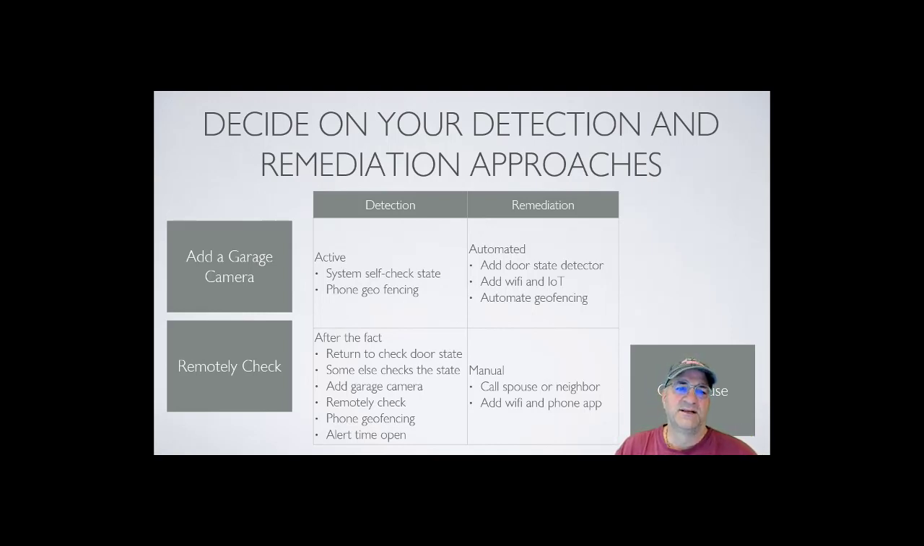So in my case, the detection was actually two parts, and it's after the fact. I add a garage camera and I remotely check the state of the door through the camera. And then I call my spouse if it turns out that the door's up, right? So that's what I did. You could mix and match these differently. I kind of like the geofencing. I could set it up where I geofence and then send an alert reminding me to check. Right now I still have to remember to check the camera, right? So I could notify myself. You could mix and match these on the detection side and on the remediation side.